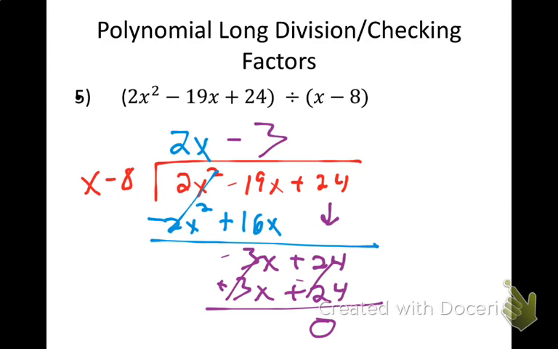My final answer here would be 2x minus 3. Got it, Wish? Okay, that one was a lot easier. Times one's just the other way around.